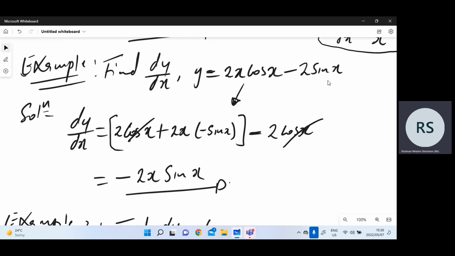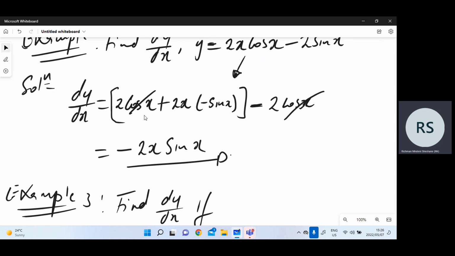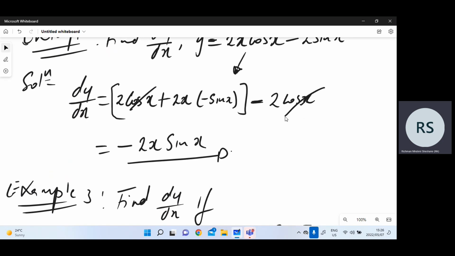have a product here, okay? So the derivative of sine x is cos x. Okay. So the next step was simplification. I see 2 cos x minus 2 cos x is 0, and then what is left this time is minus 2x sine x, okay?